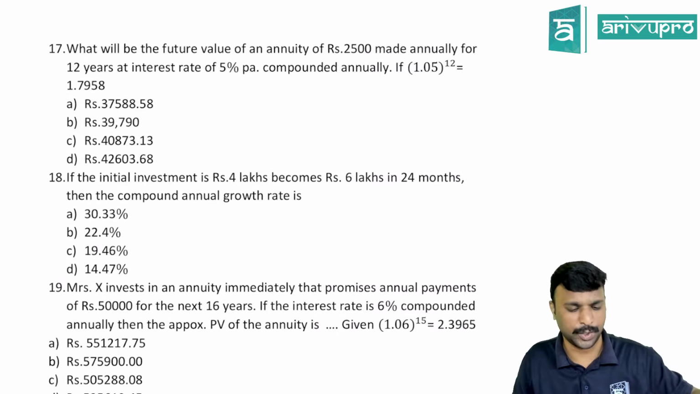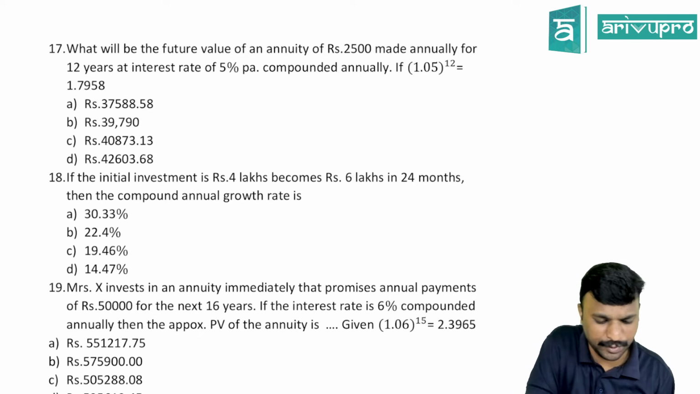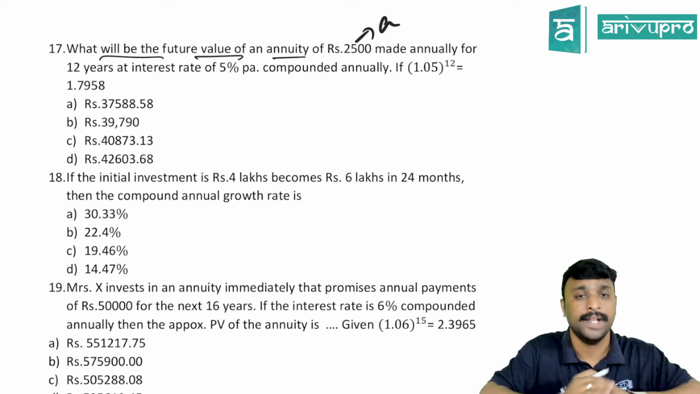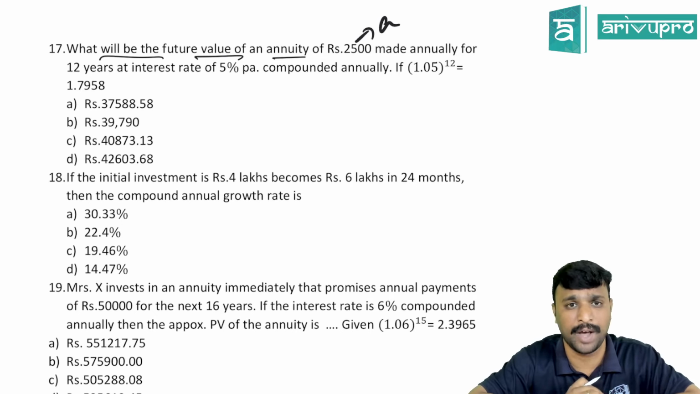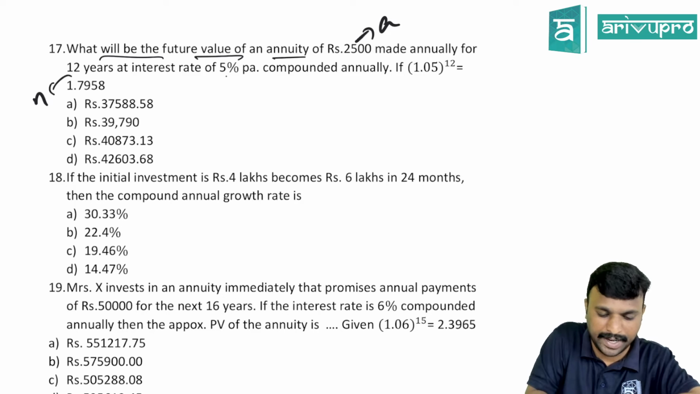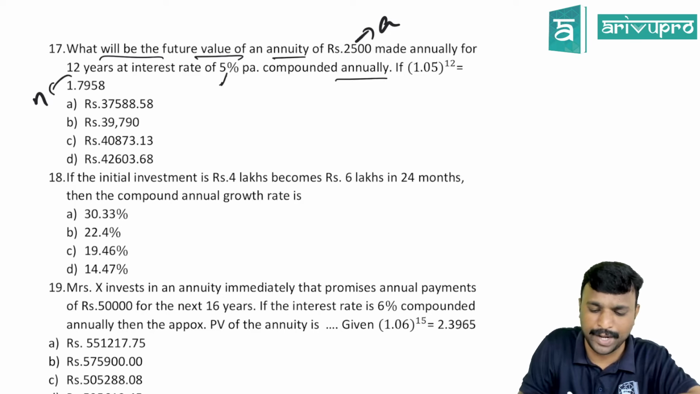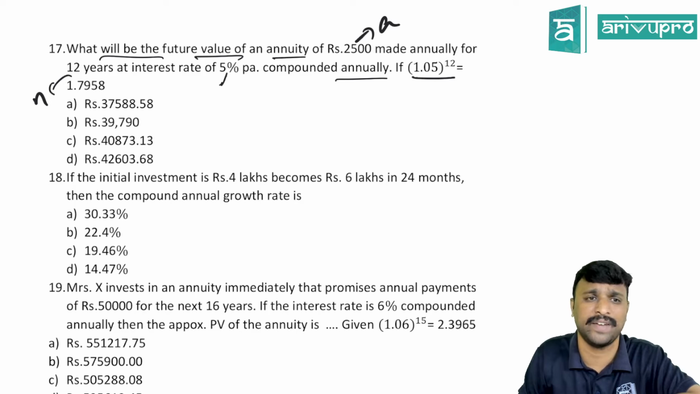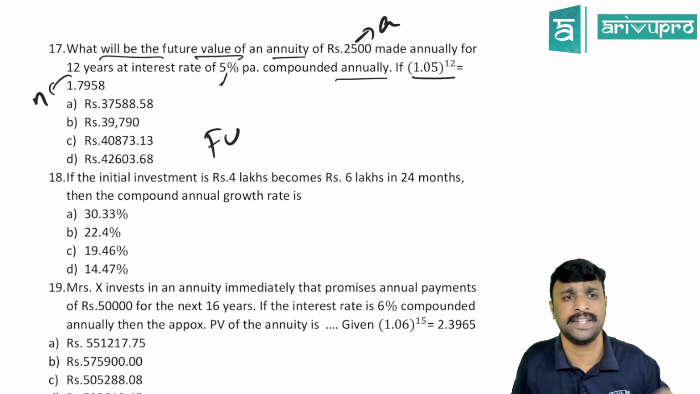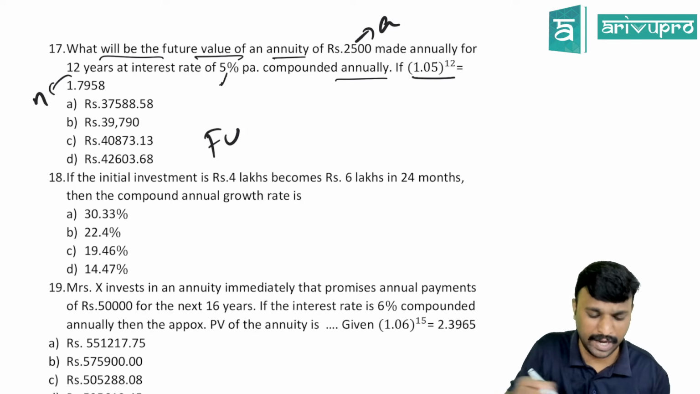Guys, let's move on to the next question. Here also they have given some data. You need to find the future value of the annuity of rupees 2,500. So definitely it's an annuity. A is 2,500. For how many years? N is equal to 12. And the rate of interest is 5% compounded annually. Guys, they have given the 1 plus i whole power n value. Nowhere they have said it is starting from today, so it's by default a regular annuity.